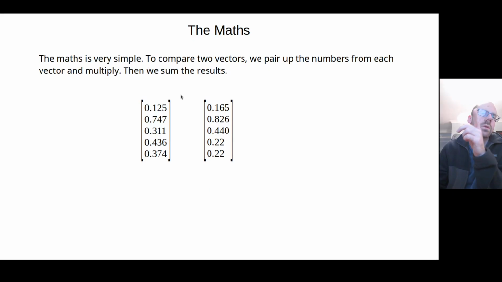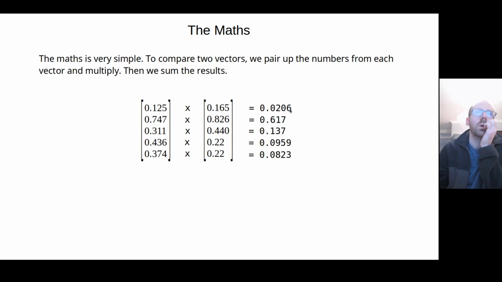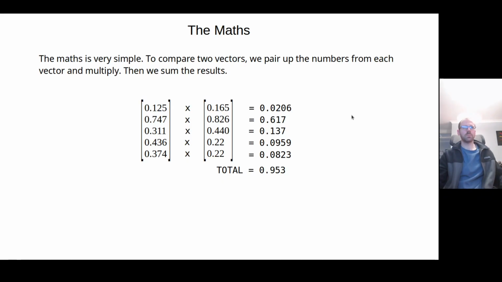Right, so this is the maths for the actual dot product, which is very simple, as I said. You pair all your numbers up and you multiply them, and then you sum them all. So you just add all of these, and that's your dot product. Very, very simple maths.